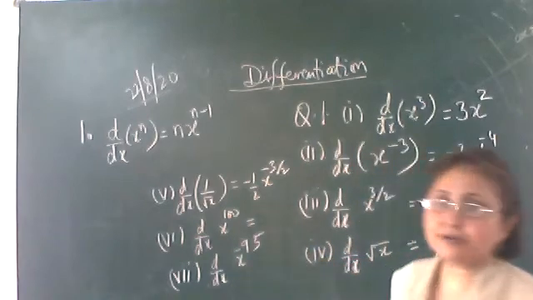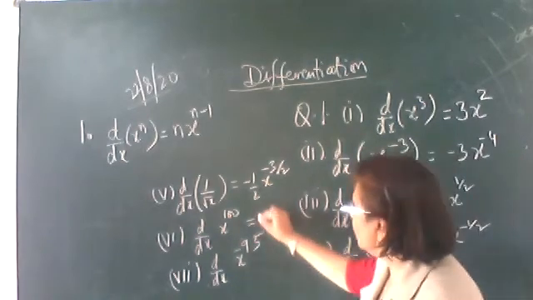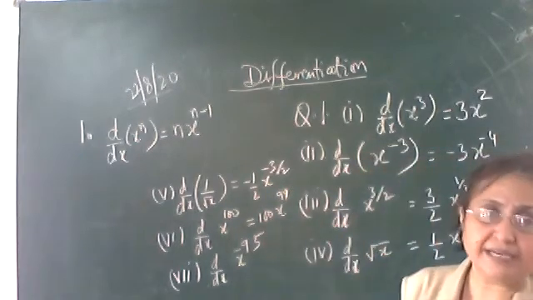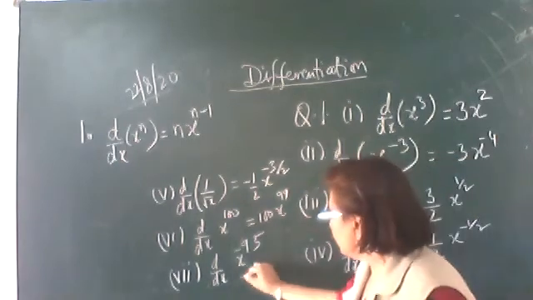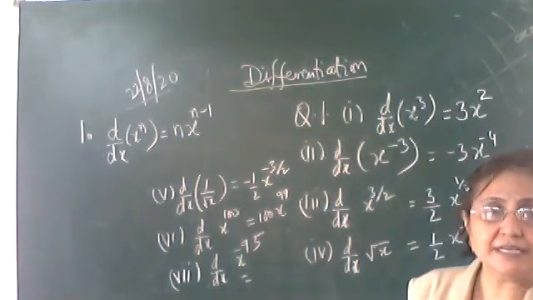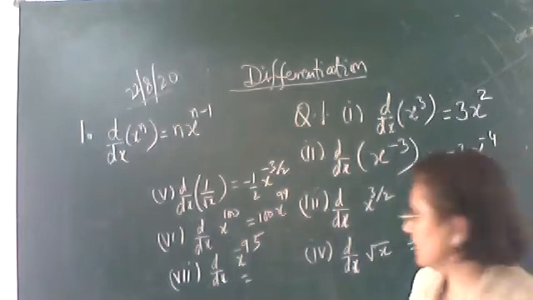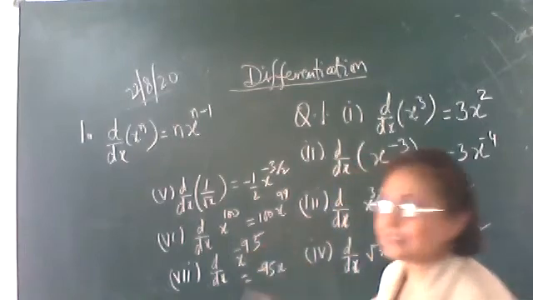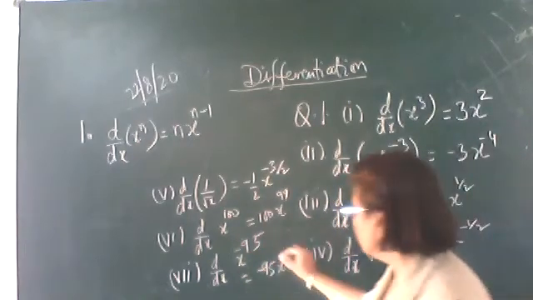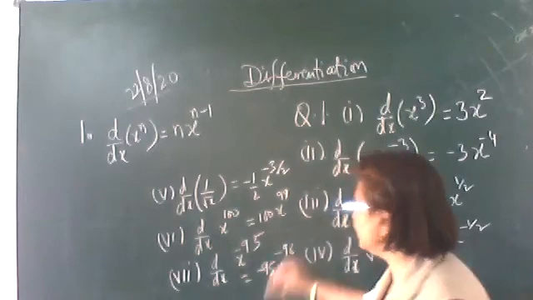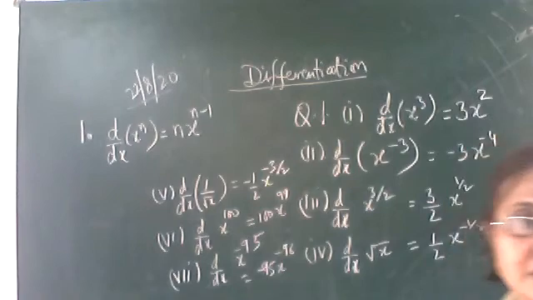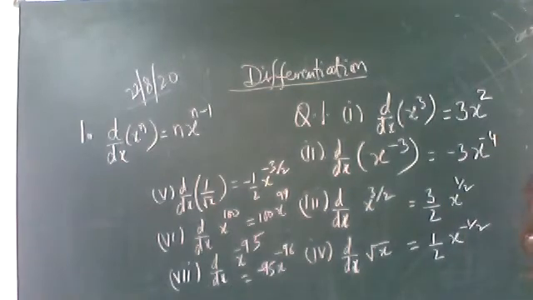x raised to the power 100. n here is 100. x raised to the power n minus 1, 100 minus 1, 99. d by dx of x raised to the power minus 95. Here n is minus 95. So minus 95 x raised to the power minus 95 minus 1 is minus 96. Okay, those who have got all answers correct, they can pat themselves and say very good.